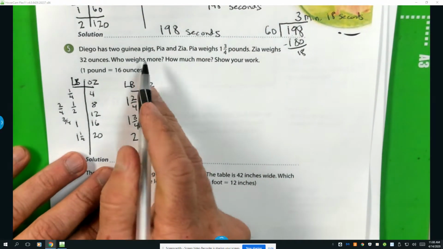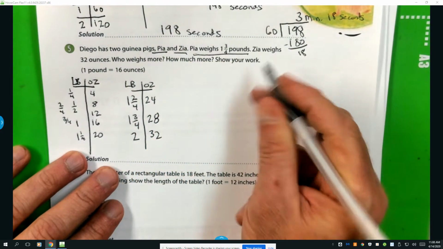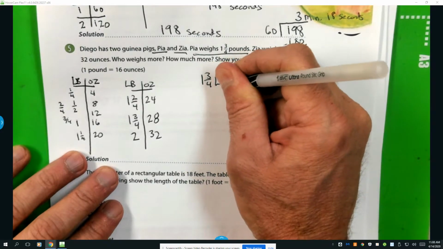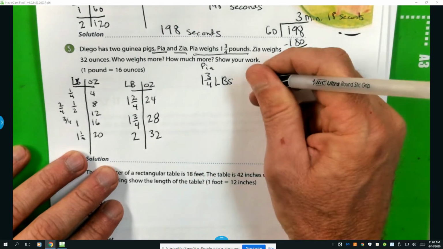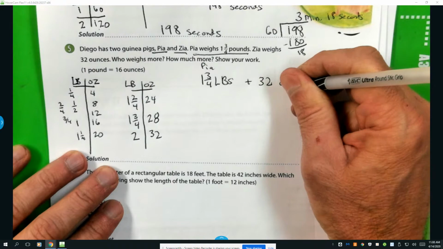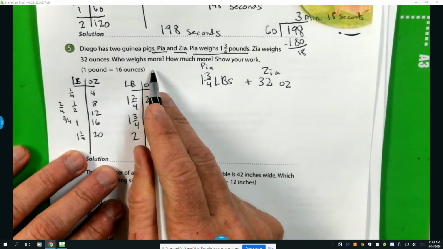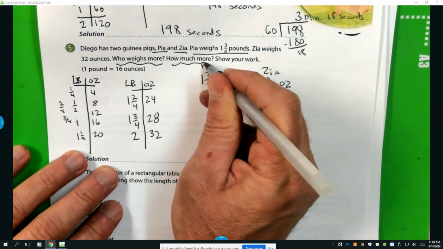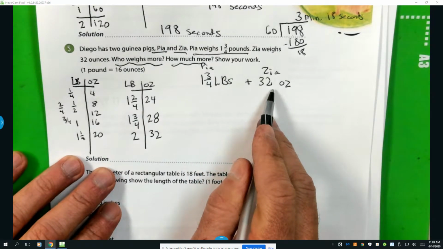So Diego has 2 guinea pigs, Pia and Zia. Pia weighs 1 3/4 pounds. Zia weighs 32 ounces. Who weighs more? How much more? Okay. So first of all, who weighs more? I'm going to put these into ounces.